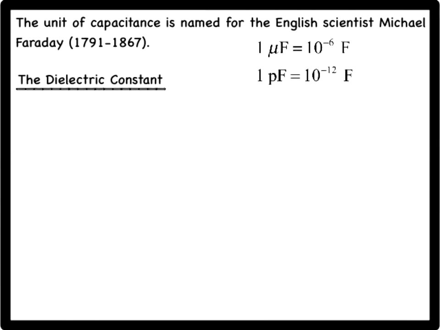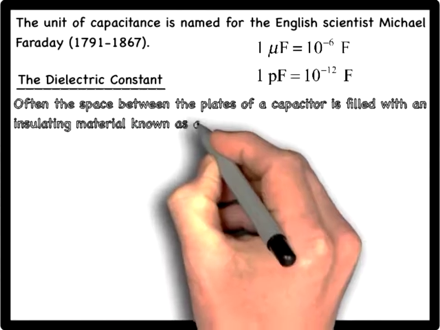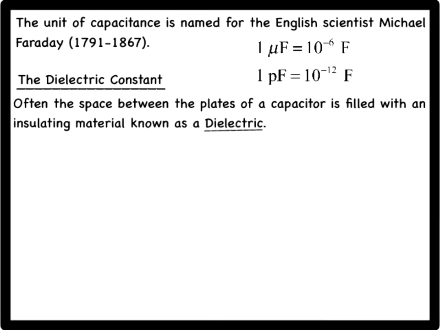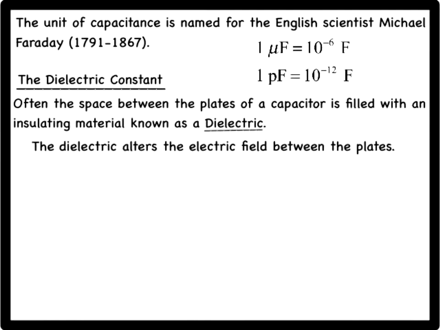The space between the plates of a capacitor can be empty, but often it is filled with an electrically insulating material known as a dielectric. As we will see, the reason to do this is that the dielectric can markedly increase the capacitance of the capacitor and allow it to store more charge. The dielectric creates this effect because of the way it alters the electric field between the plates.